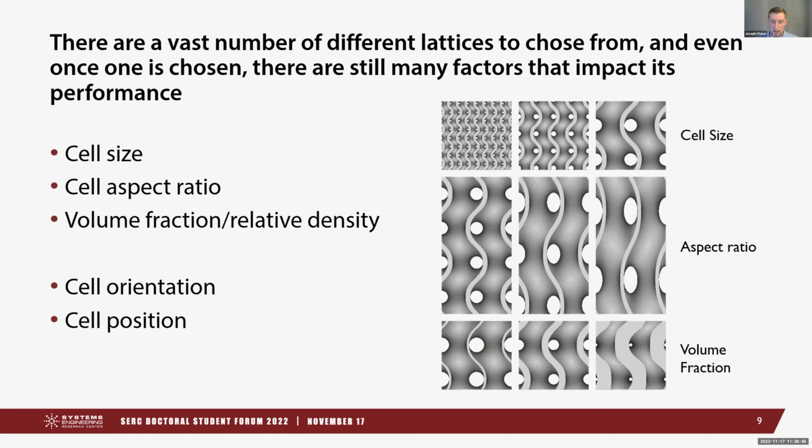Once you choose what cell type you're using, you need to figure out what size the cells are going to be and what aspect ratio they're going to have, because that can affect your properties significantly. If you imagine the middle row there, if you were to compress them in the vertical direction of the slide, they would all perform quite differently than if you were to squish them sideways. And then you also still have to choose how much material is actually going to go into the lattice, and where, and what orientation those cells are in. So there's still a lot of decisions to make, and I think there's a lot that our framework can do to help address these.